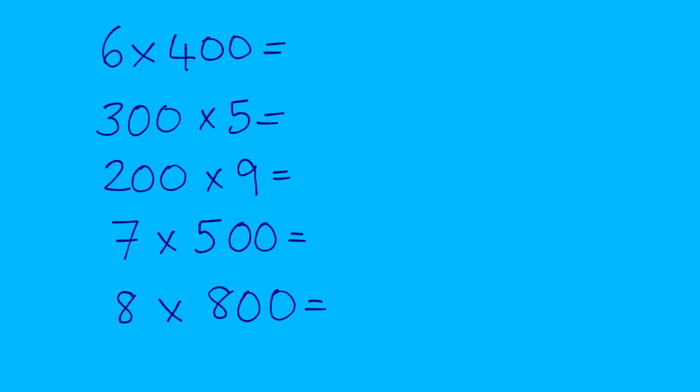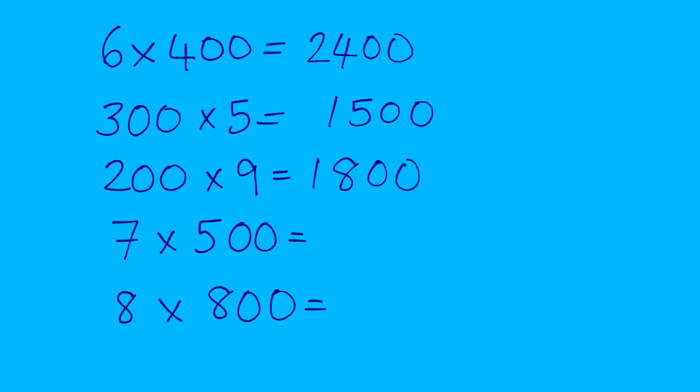Okay, how did you find those? Let's go through the answers. So 6 times 400 is 2,400. 300 times 5 is 1,500. 200 times 9 is 1,800. 7 times 500 is 3,500. And 8 times 800 is 6,400. Well done.